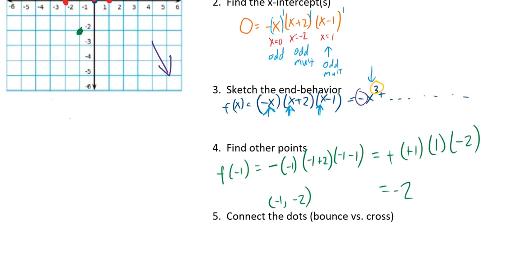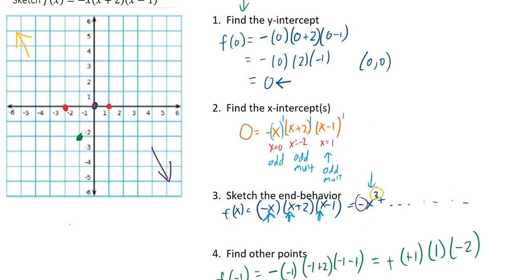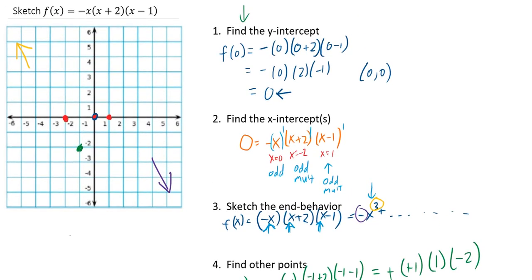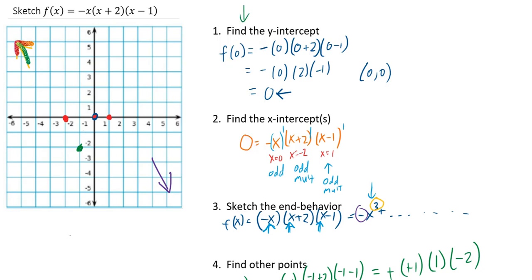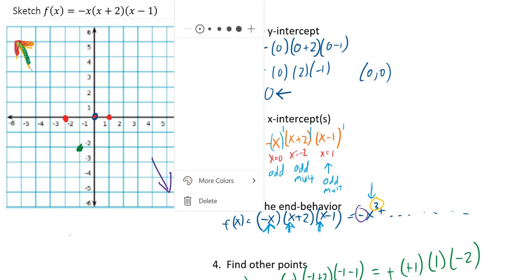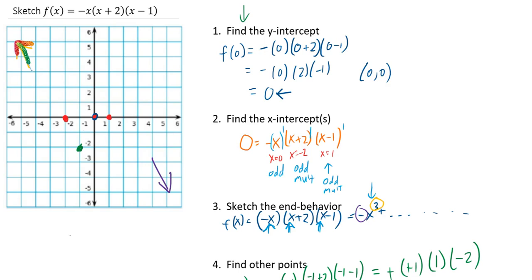After I've potentially found other points, I connect the dots. I connect from one end behavior to the other piece of end behavior in a way that hits all my dots and bounces and crosses appropriately. So I start off at this arrow. I'll make this a little thinner, that way we can really see. Too thin. I start off with that arrow, and I just kind of connect the dots.